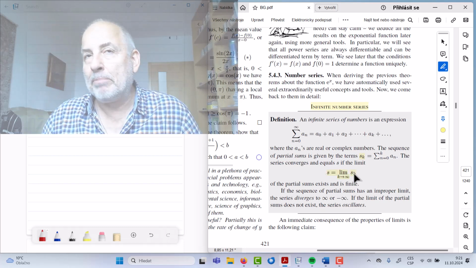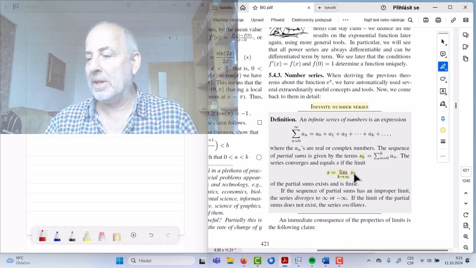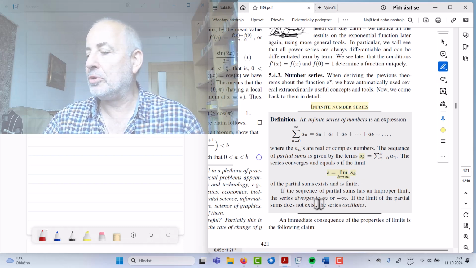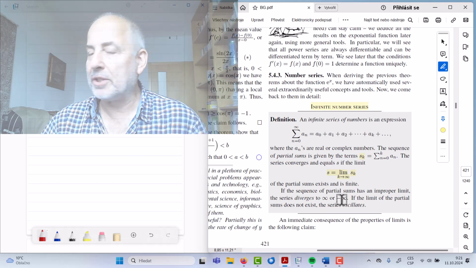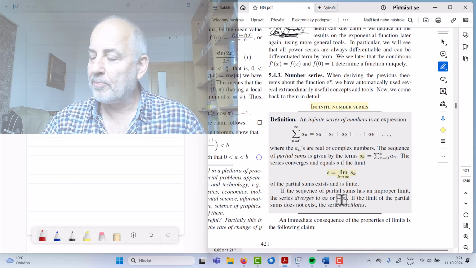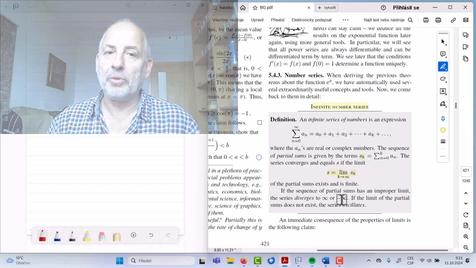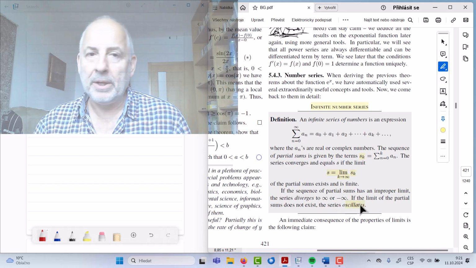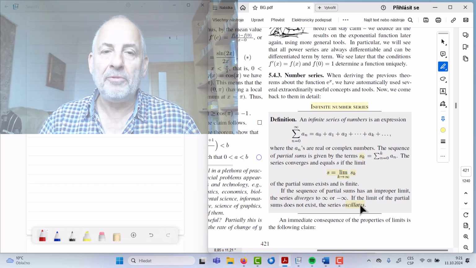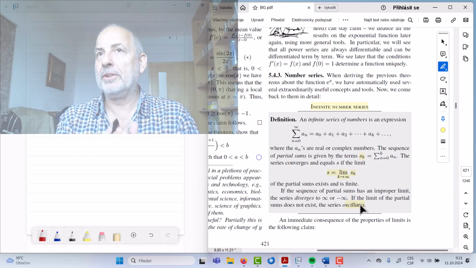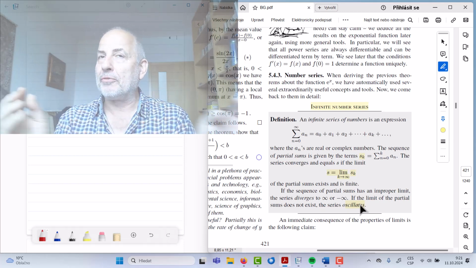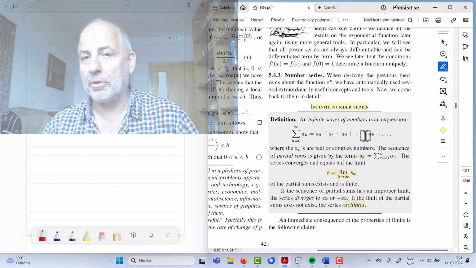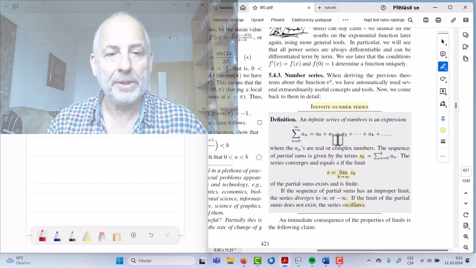So it's simply only a limit of a sequence of partial sums, and we say that the sum diverges to infinity or minus infinity if the limit is such, and if it doesn't converge at all, then we say that it oscillates. And the infinite number series, so the infinite sums but of scalars, of numbers, the numbers can be, as usual, either reals or complex numbers, we don't care.